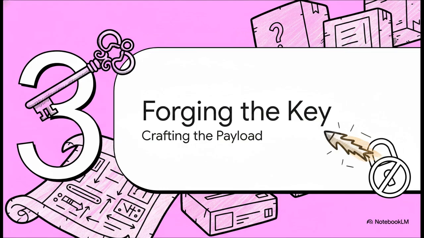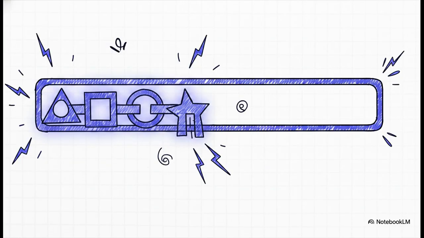And that brings us to Section 3, forging the key: crafting the SQL payload. We need to forge a very specific payload to bypass that released equals 1 restriction. Enter the star of the show, our classic 5-character SQL payload. Single quote, space, OR, space, 1 equals 1, dash, dash. That is literally all it takes.